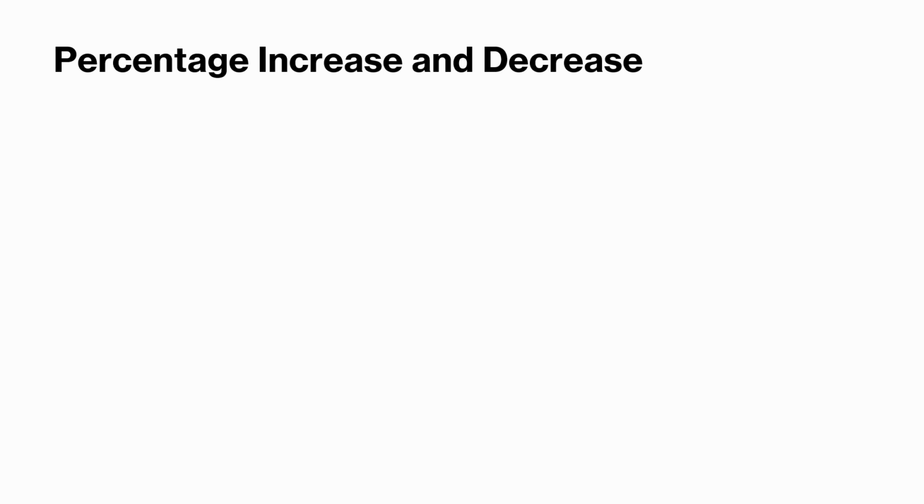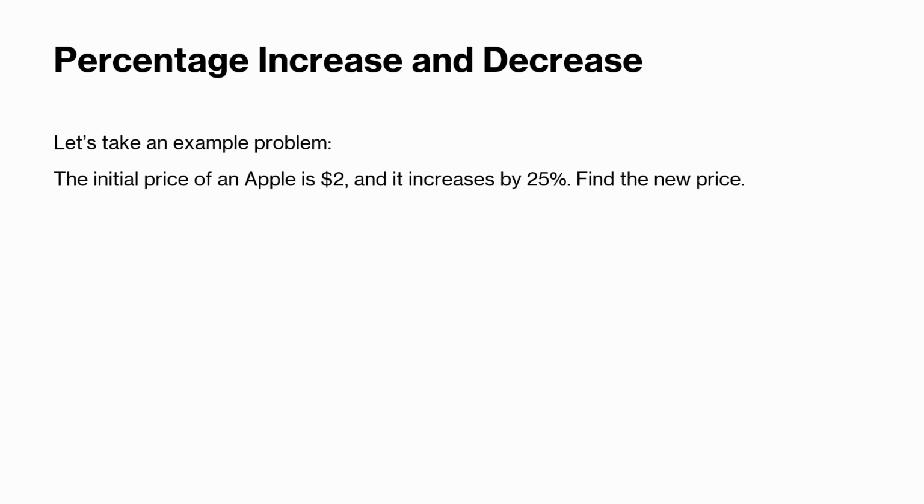Next, we'll move on to percentage increase and percentage decrease. Let's take an example problem. This will help us understand the concept better. The initial price of an apple is $2 and it increases by 25%. We will aim to find the new price.